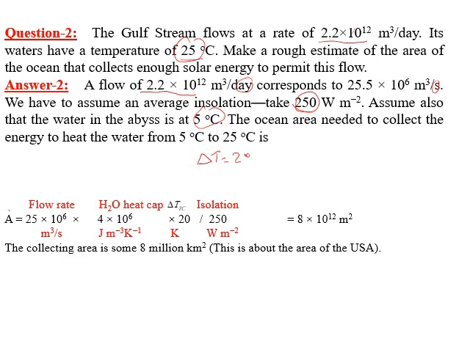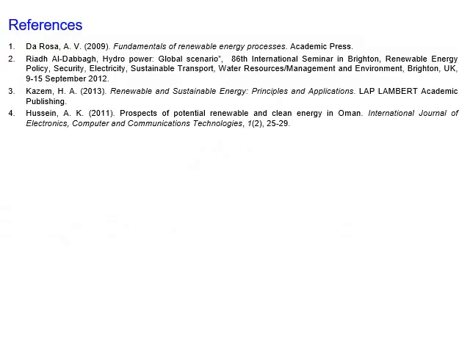Now the area can be calculated as follows. Flow rate, as you can see, we have it. The heat capacity is constant, usually given in the question, or in the available tables. Delta T, and I divide it by the insulation. When we cancel all these, what is left is the area in square meter. I will stop here to be continued in the next session. Thank you.